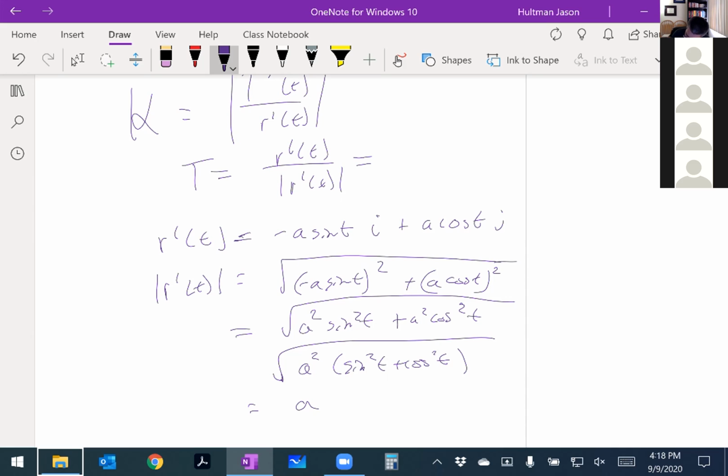So T is going to be equal to negative a sine t i plus a cosine t j, divided by a. That just eliminates the a. This is negative sine t i plus cosine t j.